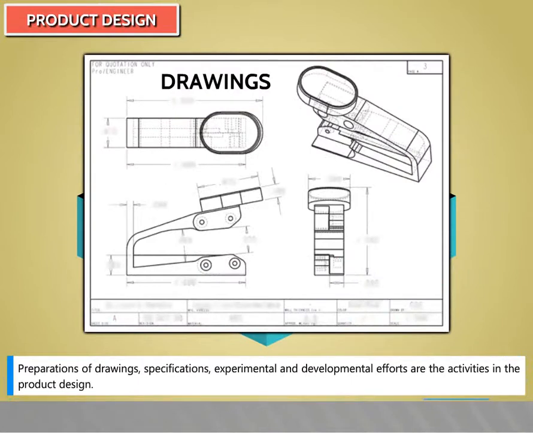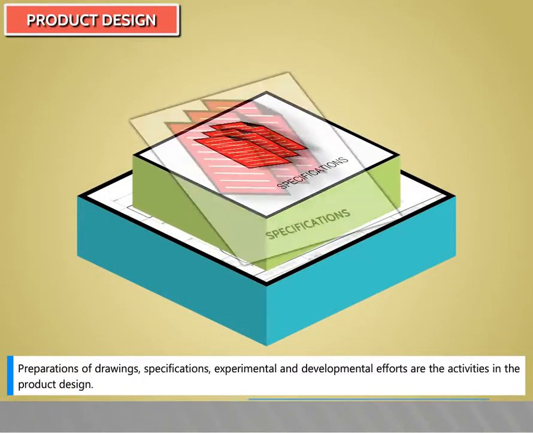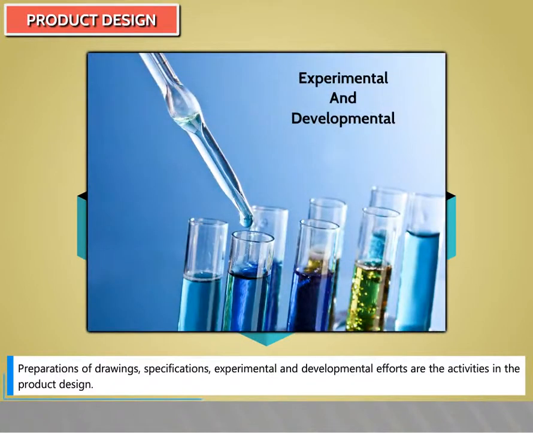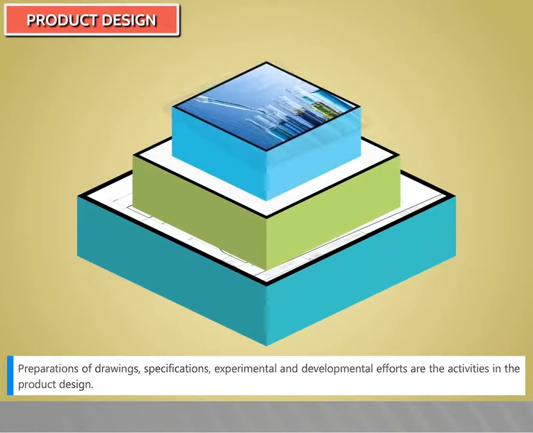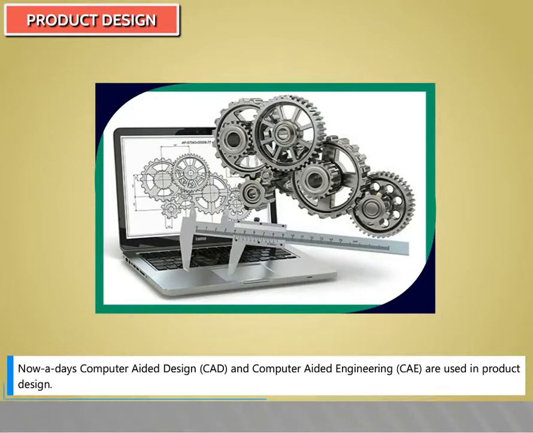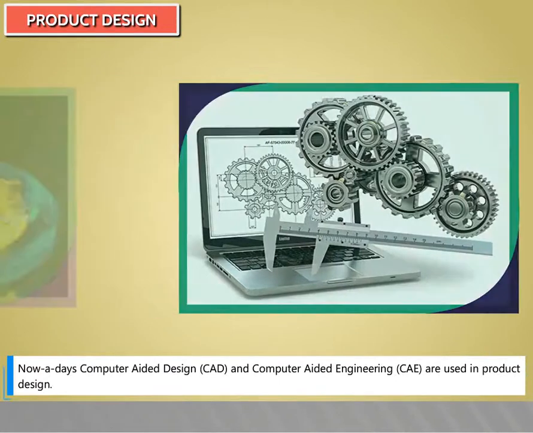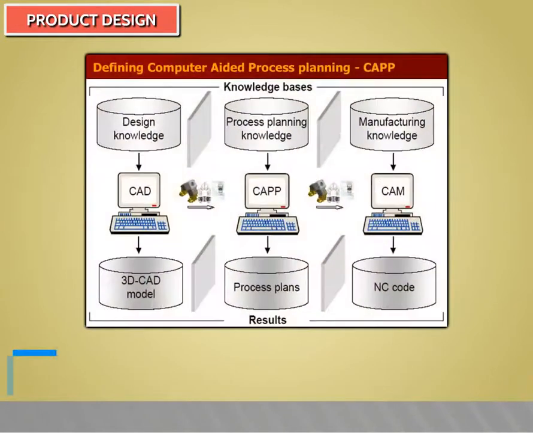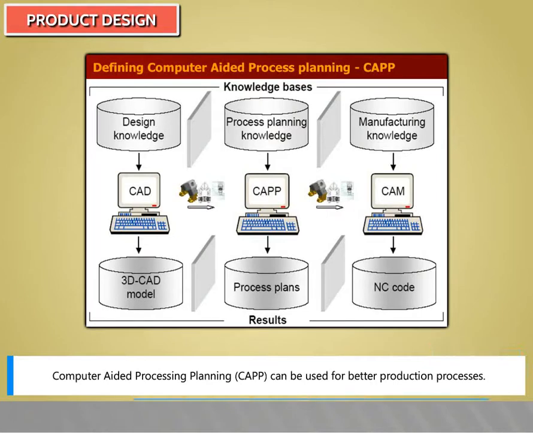Preparation of drawings, specifications, the experimental and development efforts are the activities in the product design. Nowadays, computer-aided design, that is CAD, and computer-aided engineering, that is CAE, are used in product design. Computer-aided process planning, that is CAPP, can be used for better production processes.